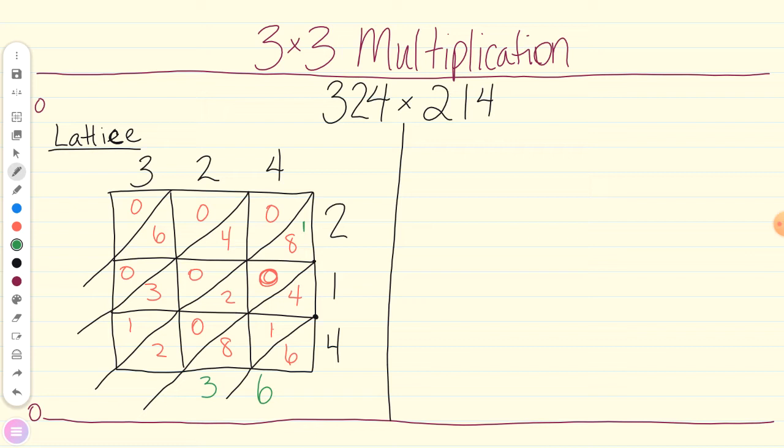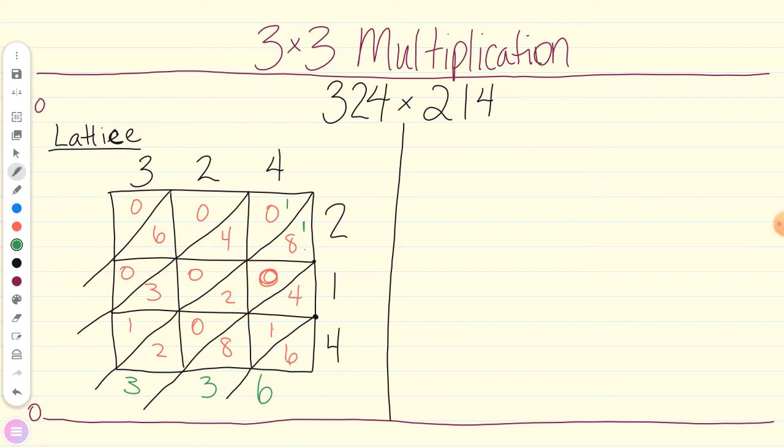So next column, Caleb, what do I add? 8 plus 1. Which is 9. 9 plus 2 is 11. Plus 2 more? 13. 13. So I put my 3 and I regroup my 1. Usually on a 3 by 3, that's your longest column. You have the most numbers to add in that one that we just did and this next one.